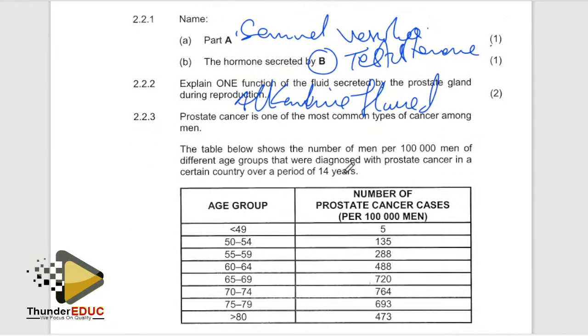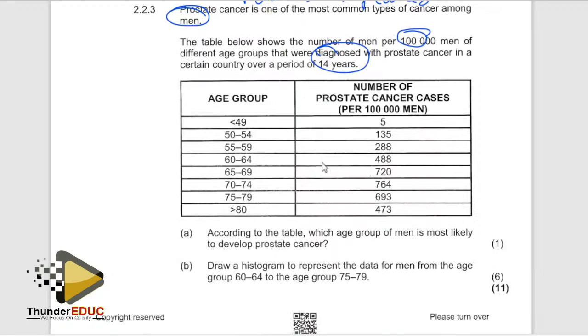Prostate cancer is one of the most common types of cancer among men. The table below shows the number of men per 100,000 men of different ages that were diagnosed with prostate cancer in a certain country over a period of 14 years. Okay, we see here. According to the table, so you don't give an answer beside the table.